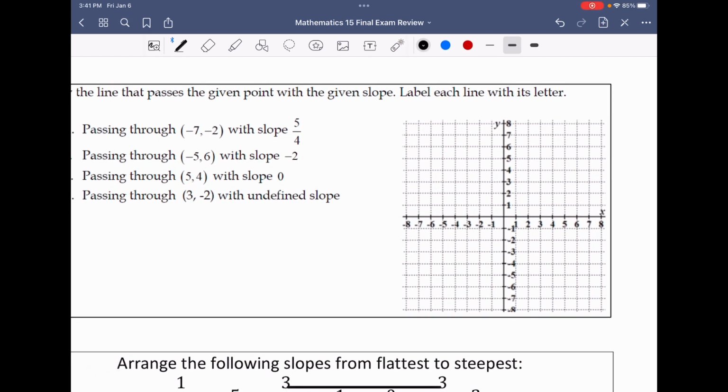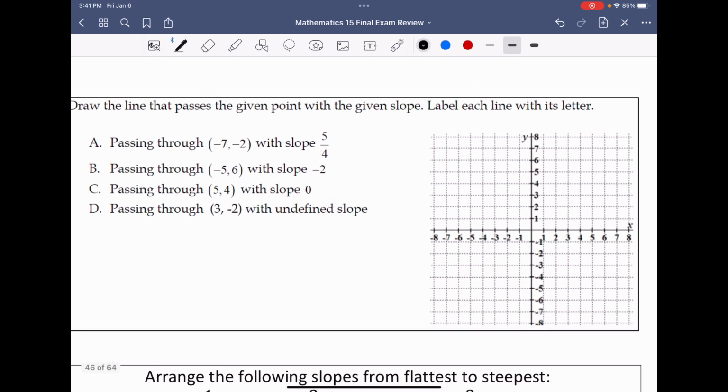What you want to do is you always want to plot the first point that they give you. So they give you these points for all of these lines. And what we're going to do is put all of these on the graph as our first part, and then use the slope to get a second point. So starting with A, which I will do in blue.